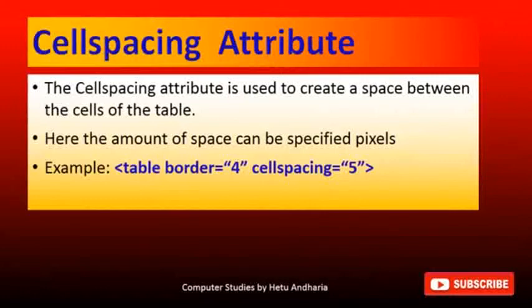The next attribute is cellspacing. The cellspacing attribute is used to create space between the cells of the table. Here the amount of space can be specified in pixels. For example, table border is equal to 4, cellspacing is equal to 5. Now practically we will see the usage of both the things, that is cellpadding and cellspacing.